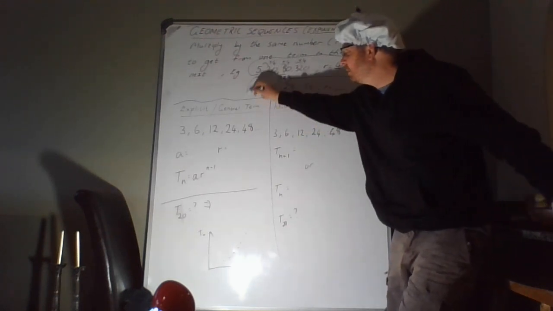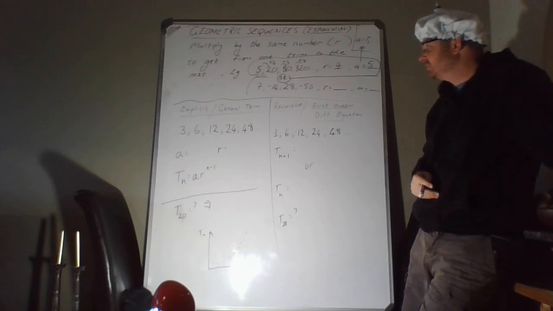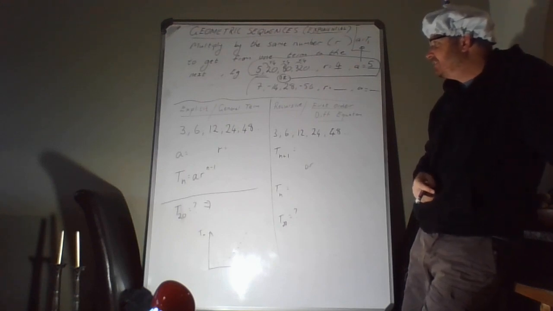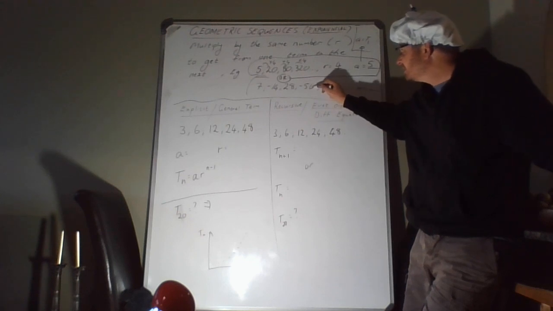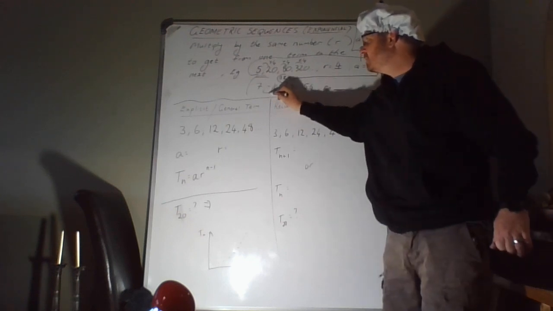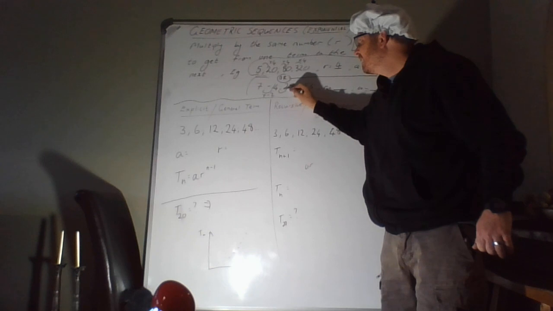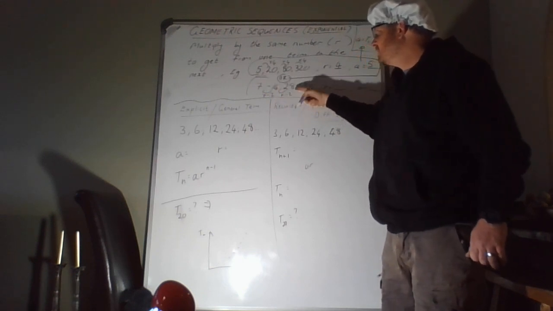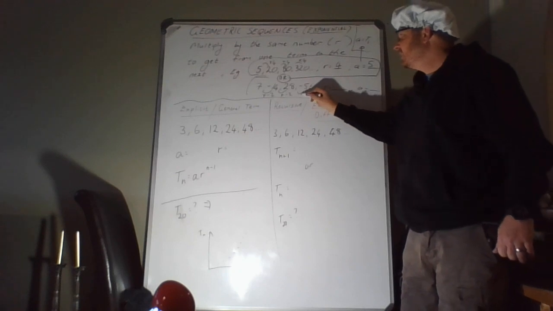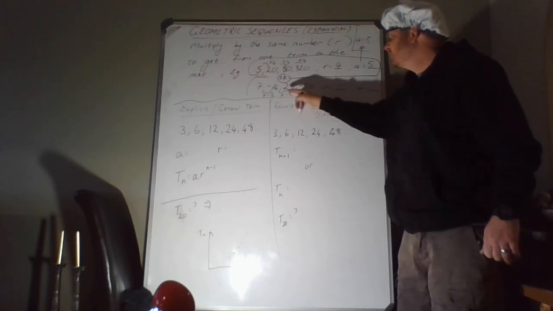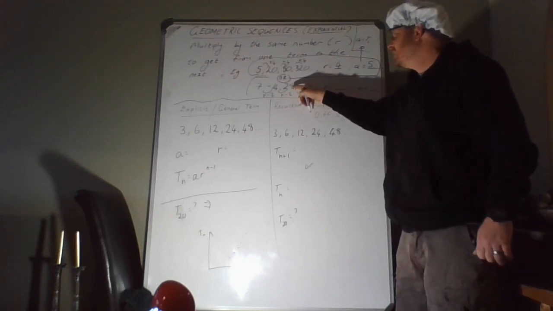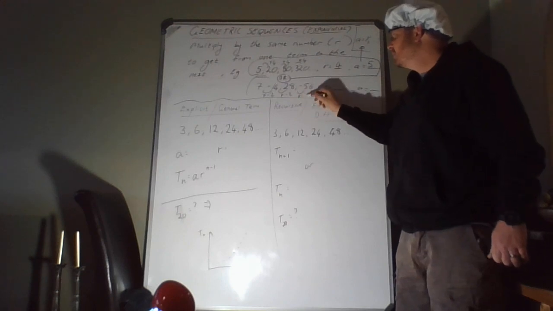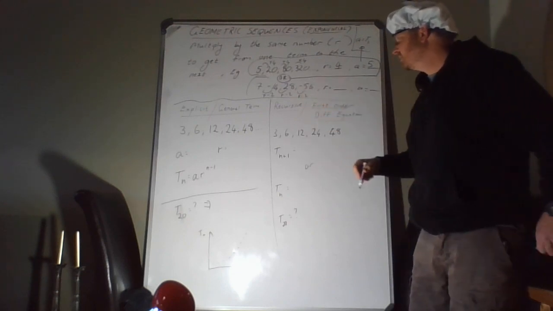Here's a second example of a geometric sequence, or exponential sequence: 7, negative 14, 28, negative 56. So what are you doing to get from one term to the next? You're multiplying by negative 2. 7 times negative 2 is negative 14. Negative 14 times negative 2 is 28. 28 times negative 2 is negative 56.